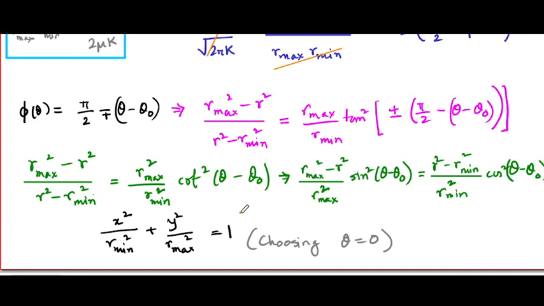Now, why is x coming with r min and y with r max? That's simple. That's because we had deliberately chosen theta equal to 0 to correspond to r min. That was the choice we had made. Theta 0 has been chosen to be 0 actually. So if you had chosen r max to correspond to theta equal to 0, of course what would have happened is that you would have got x square by r max square plus y square by r min square equals 1.